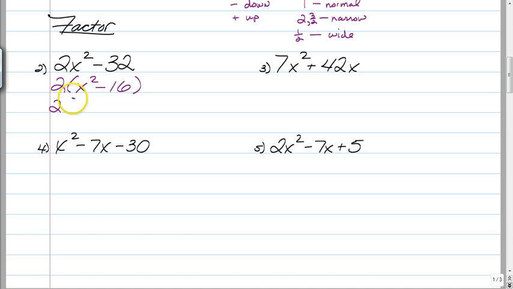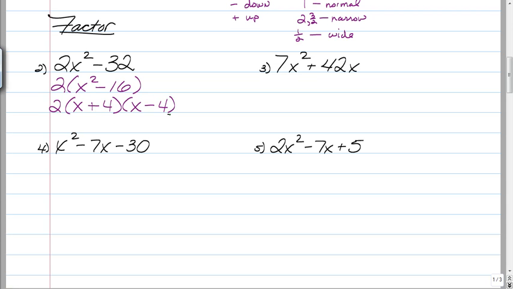So don't forget about your GCF of 2. He doesn't go anywhere. But now we're going to factor. So the square root of x squared is x. We need 1 plus sign. We need 1 minus sign. The square root of 16 is 4. And now you are done.